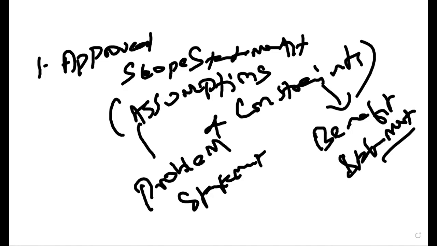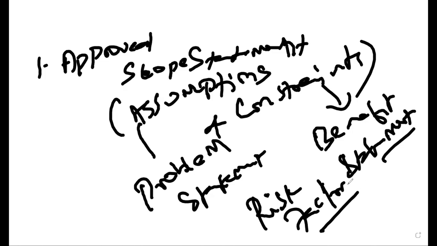Either you can use a standalone document to bring all your assumptions and constraints together, called an assumption log, or you will be using the assumptions and constraints within the scope statement. If we open the scope statement, you can see the assumptions, constraints, and various risk factors, all the risk factors you have in completing your deliverables.